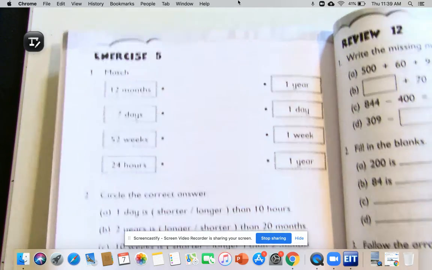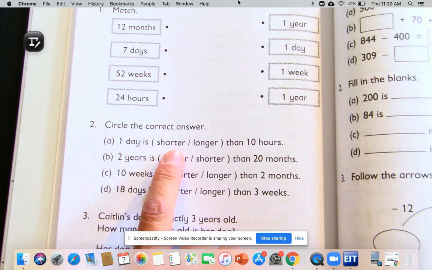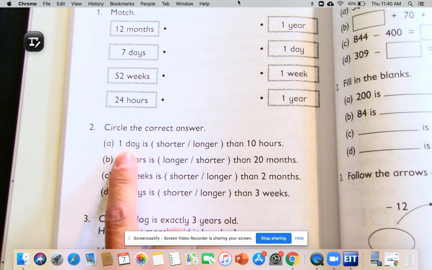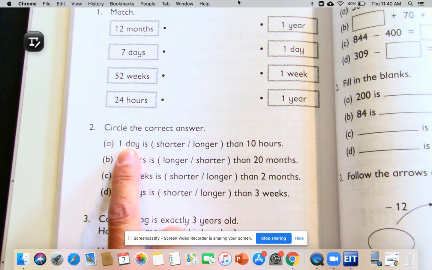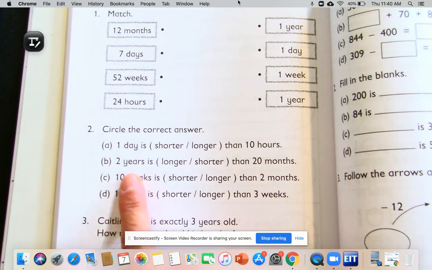All right. The next one, it says circle the correct answer. One day is, so you're going to circle shorter or longer than 10 hours. Well, we know that one day is 24 hours. We think about it as there's 12 hours in the daytime part and 12 hours in the nighttime part, that AM and PM. But together they're 24 hours in a day. So one day is longer than 10 hours. So we would circle that word longer.